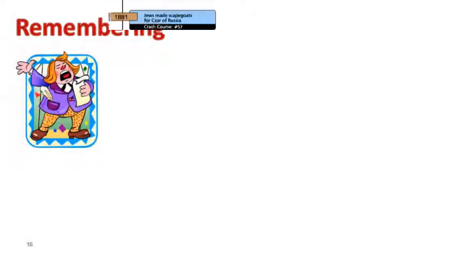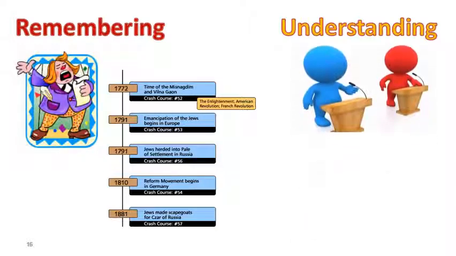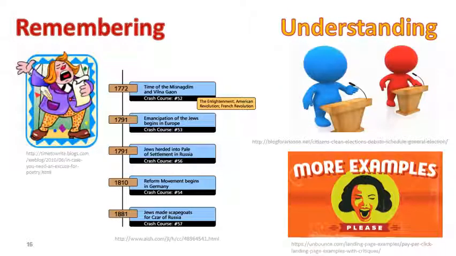Remembering involves activities that rely on asking the student to recall previously learned information to complete the task at hand, like reciting poetry or creating a timeline of important events. Understanding involves activities that directly engage students to see how they interpret information, like defending or debating a point of view or listing examples.